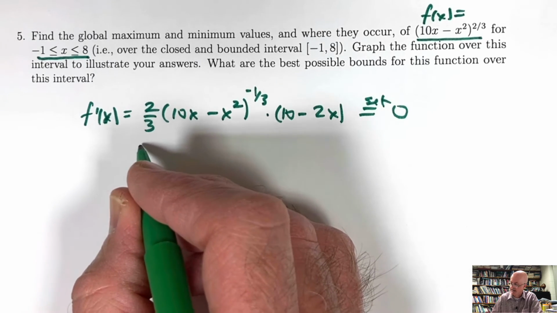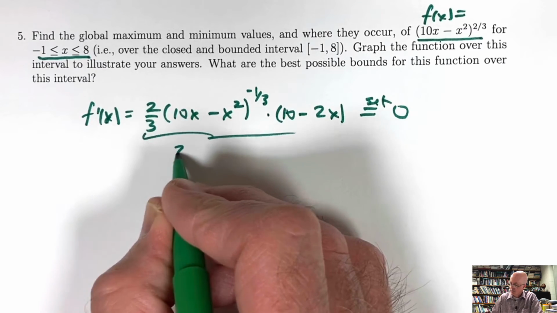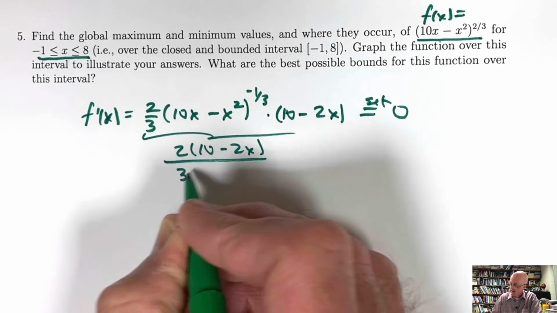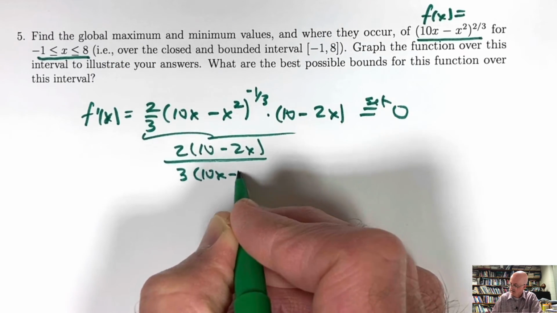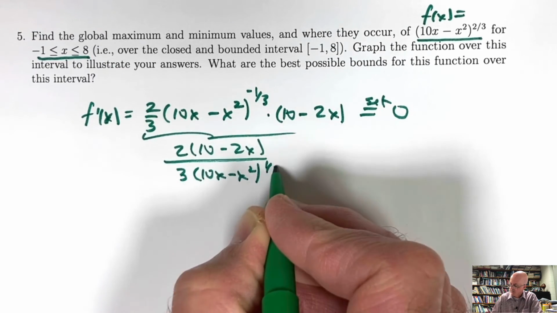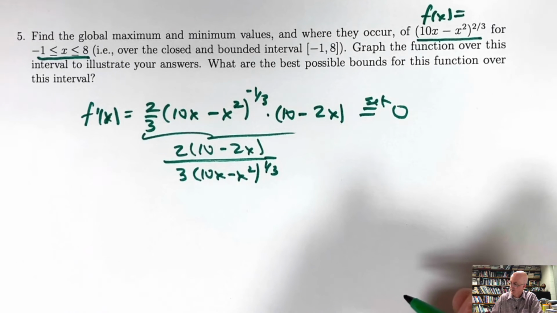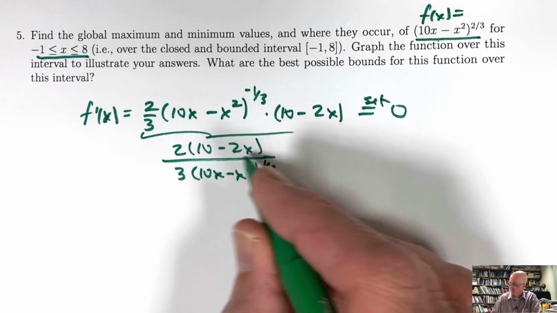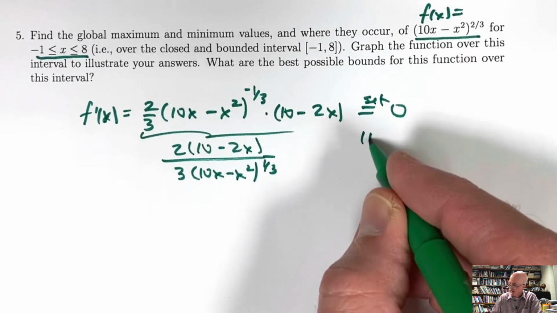This is the same as 2 times in parentheses 10 minus 2x all over 3 times in parentheses 10x minus x squared to the positive 1/3 power, by definition of negative 1/3 power. So when we set this equal to 0, the only way it's 0 is when the numerator here is 0. 10 minus 2x equals 0.